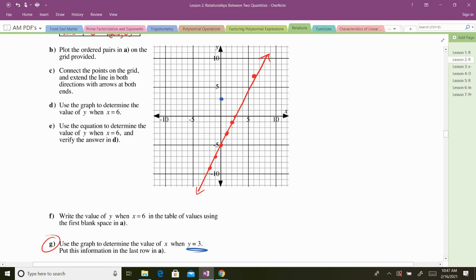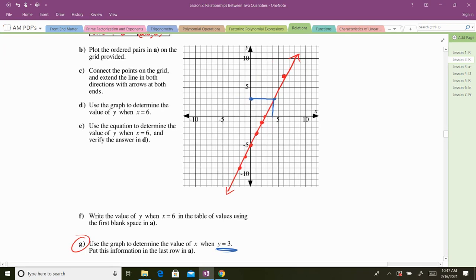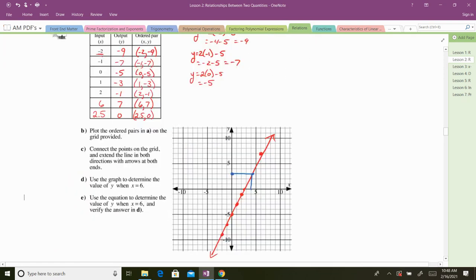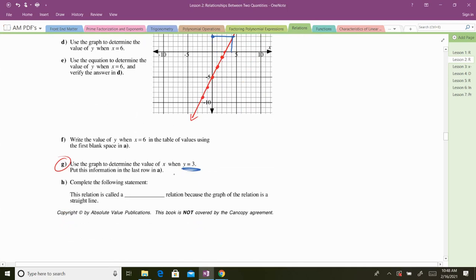To figure out your x value, go across until you hit the line. Straight across to there. And then down. Now my line isn't drawn perfectly. Maybe yours is. But you should get 4. Does everybody see 4 there? Because my x value right there where it hits the axis is 4. So when y is equal to 3, x is equal to 4.